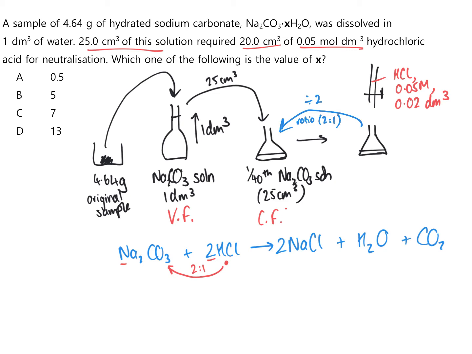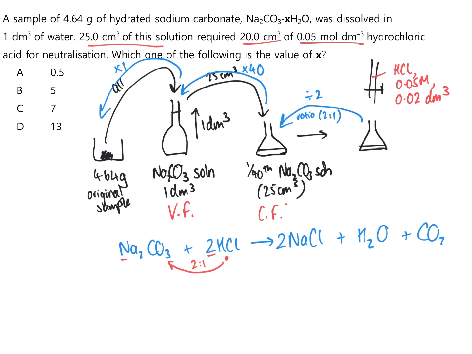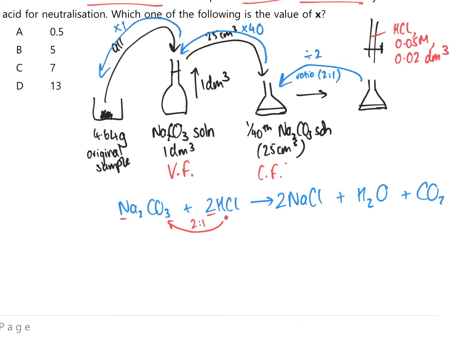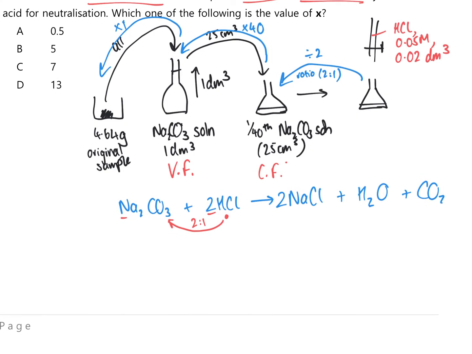Okay, then how many moles of our sodium carbonate would we have had in the volumetric flask? That's going to be times by 40, because we only have 1 out of 40 of our portion of sodium carbonate in here. And since all of our original sample was transferred into that solution, that means the number of moles that we get in the volumetric flask is the same as the number of moles in the original sample. So yes, a lot of working out there, but if that helps you make sense of the question and get the right answer, then that's worthwhile.